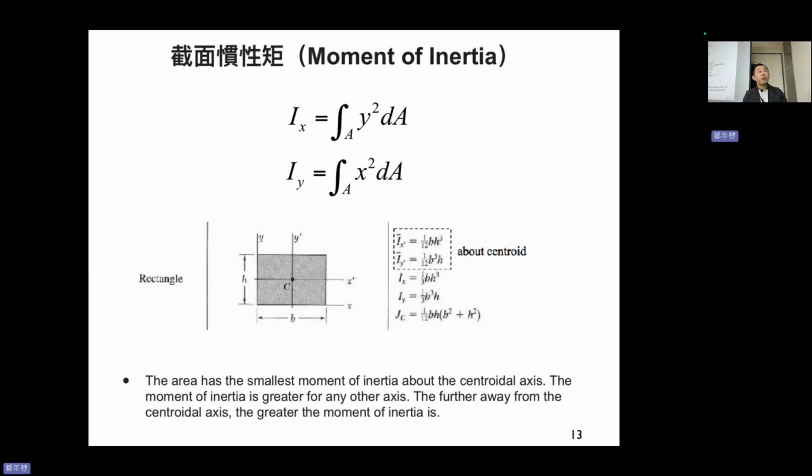or the lowest moment of inertia is when the axis goes through the centroid. You can see that this axis going through the centroid will have the lowest value of the moment of inertia. Whenever you move that axis to another position, it will increase the moment of inertia value.